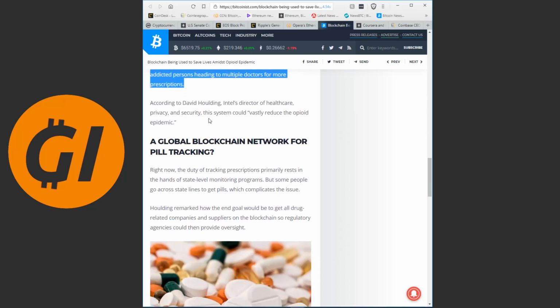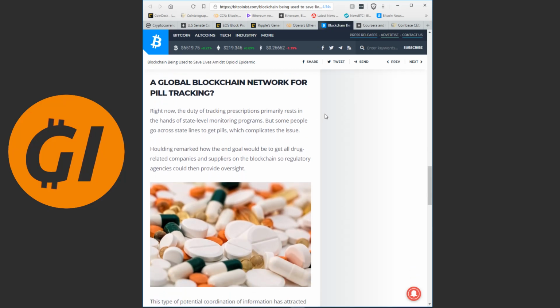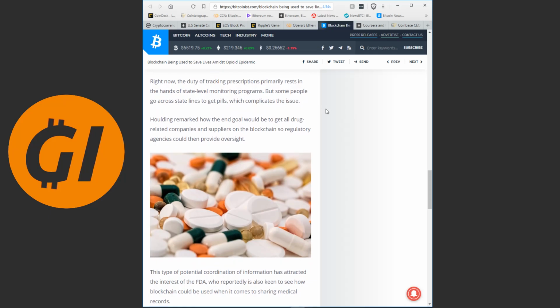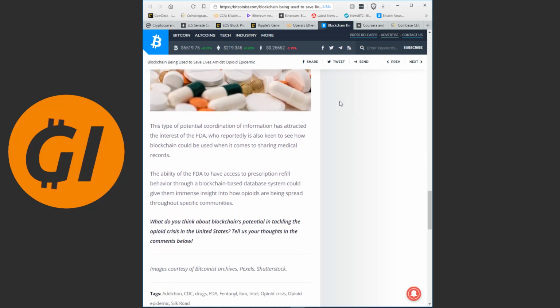According to David Holding, Intel's Director of Healthcare Privacy and Security, this system could vastly reduce the opioid epidemic. Right now, the duty of tracking prescriptions primarily rests in the hands of state-level monitoring programs, but some people go across state lines to get pills, which complicates the issue. Holding remarked how the end goal would be to get all drug-related companies and suppliers on the blockchain, so regulatory companies could then provide oversight.